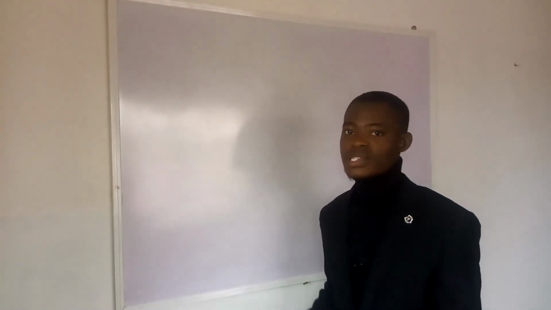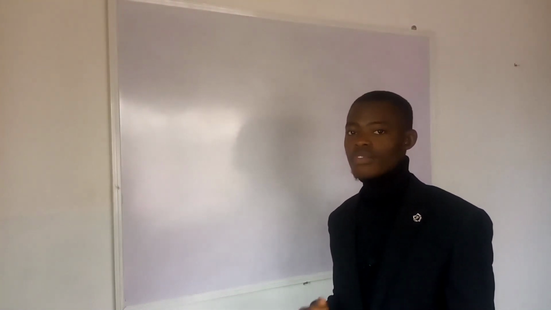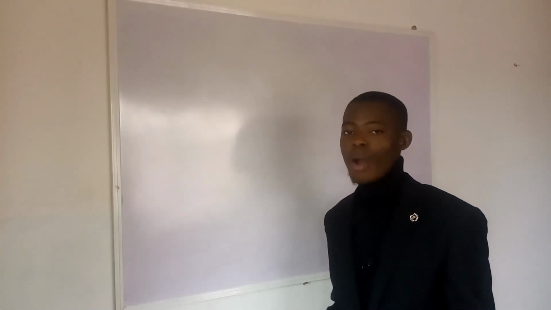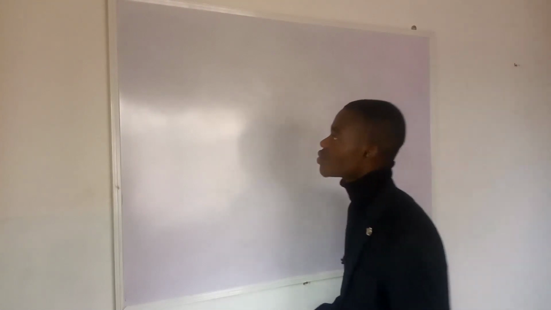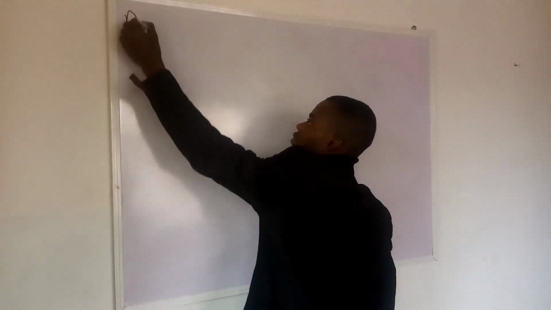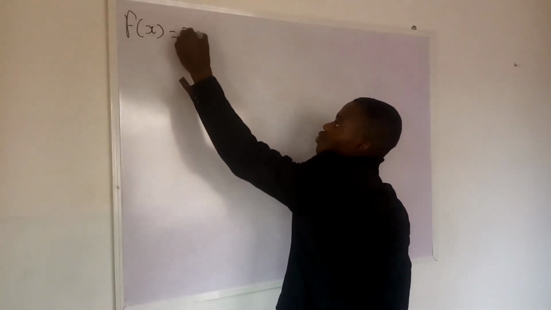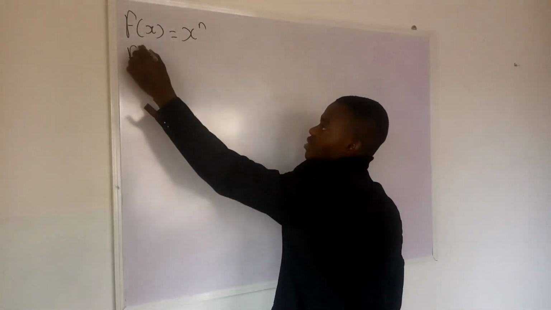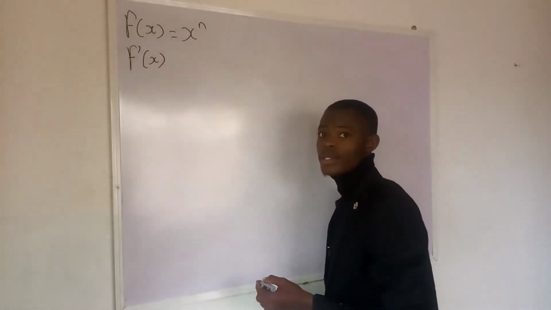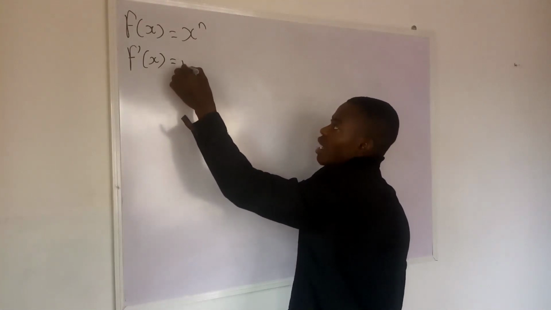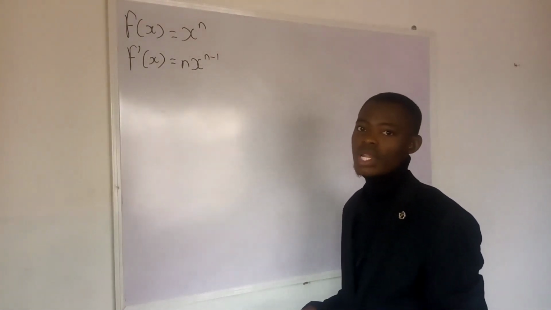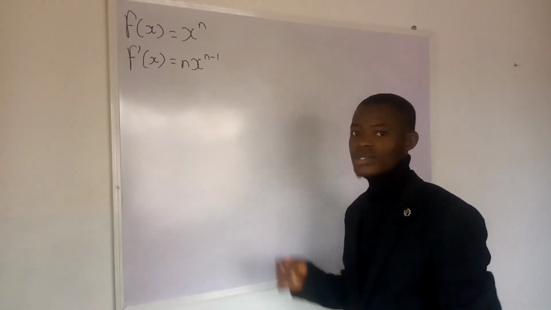Hello viewers, in this video tutorial we are going to understand the proof of the power rule of derivative. So first, what does the power rule of derivative say? It says that if a function f of x is equal to x to the power of n, then its derivative, represented as f prime of x, is simply equal to n x to the power of n minus 1. So let's try and investigate why this is true.